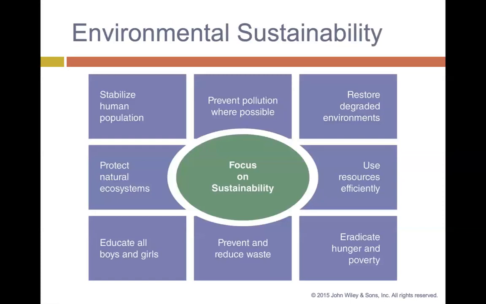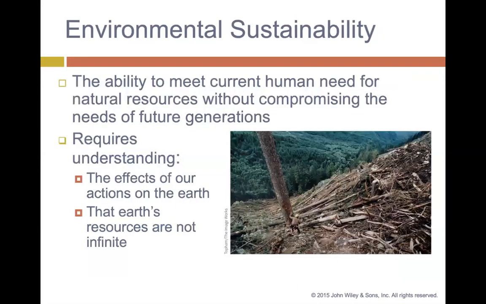So in general, why do we want to become environmentally sustainable? It is to make sure that there are enough resources in the world for following generations to use. So we want to focus on sustainability: stabilizing human population, preventing pollution where possible, restoring degraded environments, using resources efficiently, protecting natural resources, educating boys and girls, preventing and reducing waste, and then eradicating hunger and poverty.